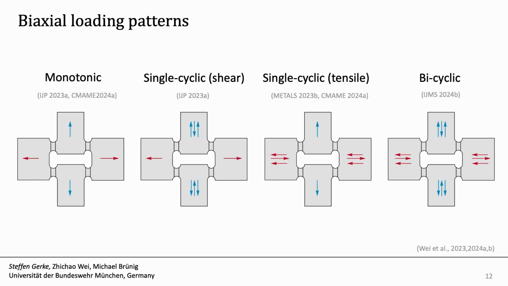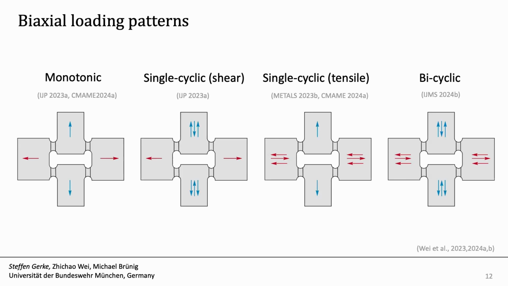Then we have single cyclic loading here in the middle. The idea is we load one axis, in this case the tension axis, up to a certain limit, and then we do cyclic loading in the other axis. Another one is we load the shear axis up to a certain load, and then we do cyclic loading in the other axis.